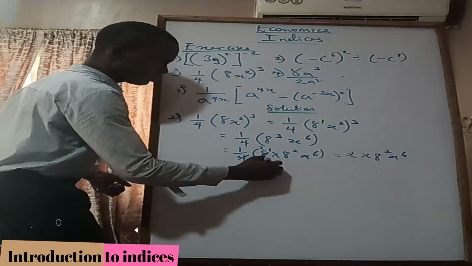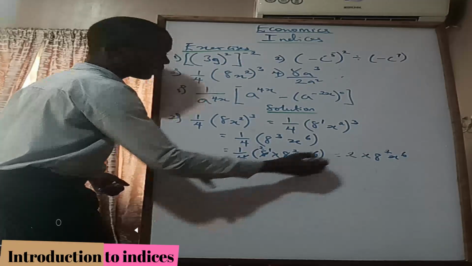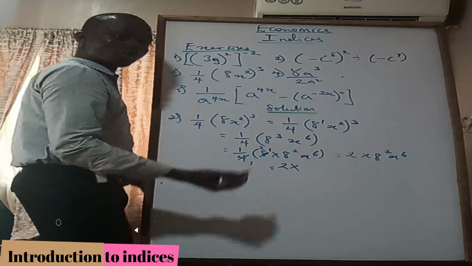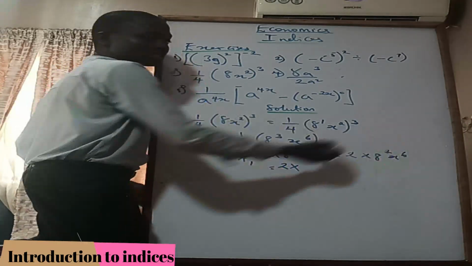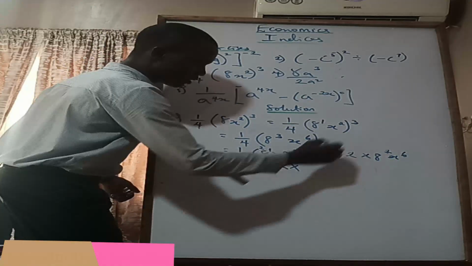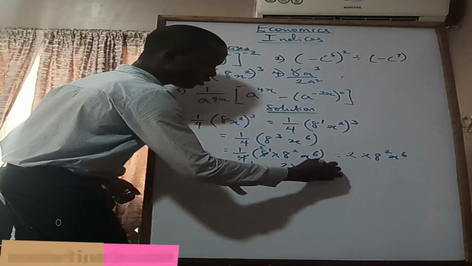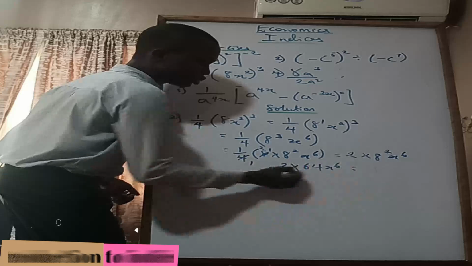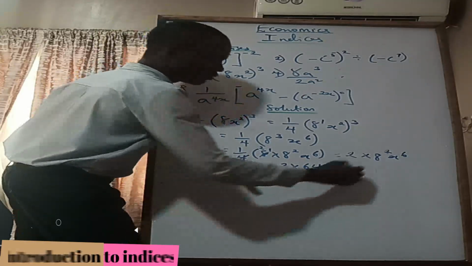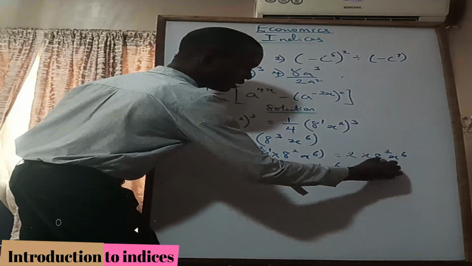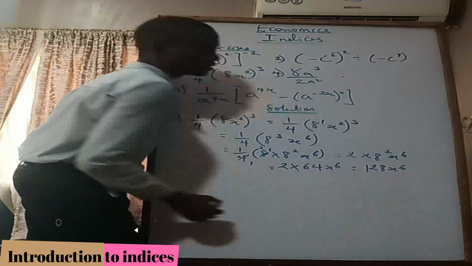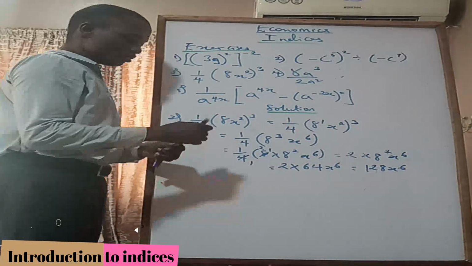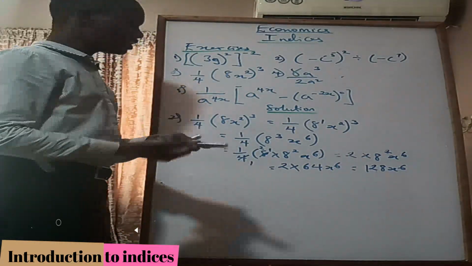And I can't say 2 times 8 is 16. No. So let's first expand 8 squared. 8 squared is 64, so 64x^6. Now 2 can multiply 64 to give us 128x^6. Just be careful with the way you move your numbers around. Alright, so it's that simple.